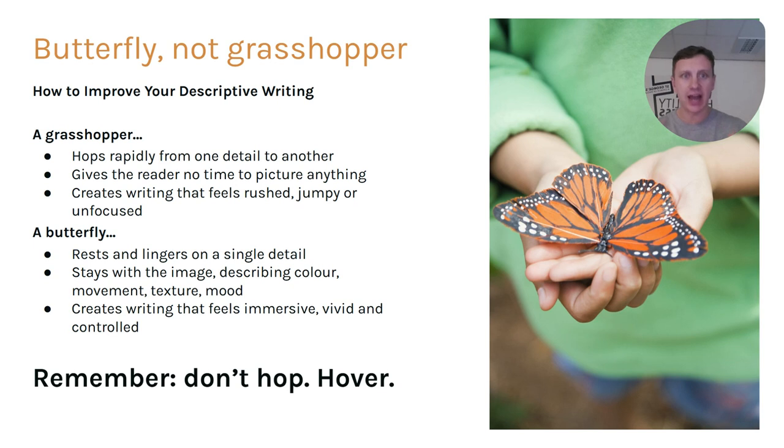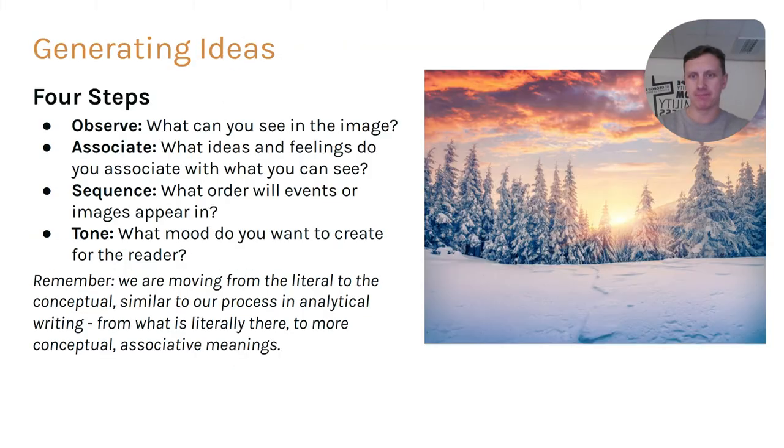And obviously, that's going to necessarily, therefore, be a failure of description if that's what happens. Whereas if we're a butterfly and we linger and rest on single details, single locations, and so on, it gives us the opportunity for staying with an image where we can really immerse our readers in vivid, controlled, descriptive details. So we don't hop around like a grasshopper, we linger on individual details as if we were a beautiful butterfly.